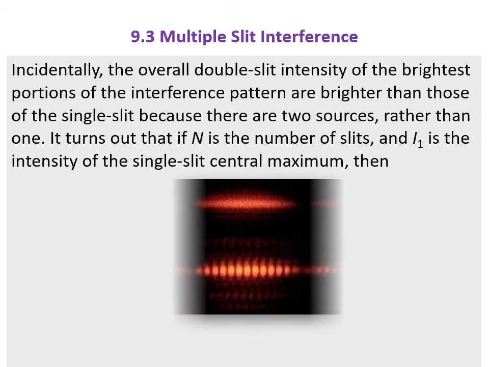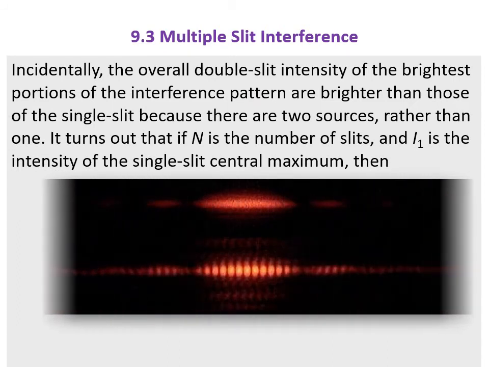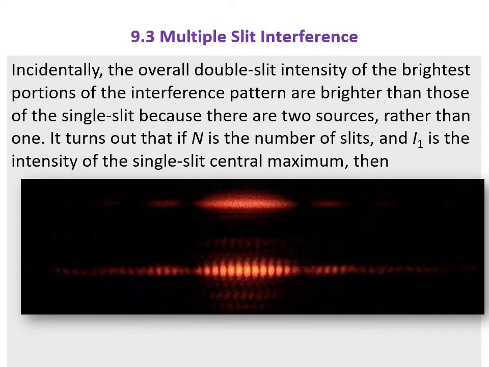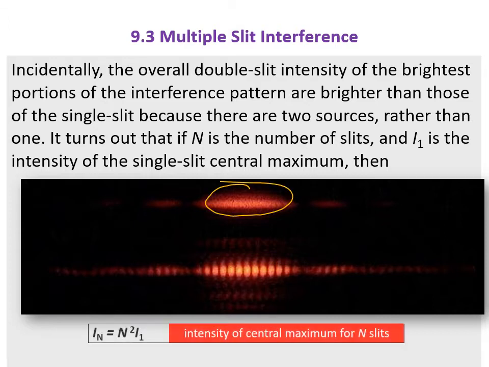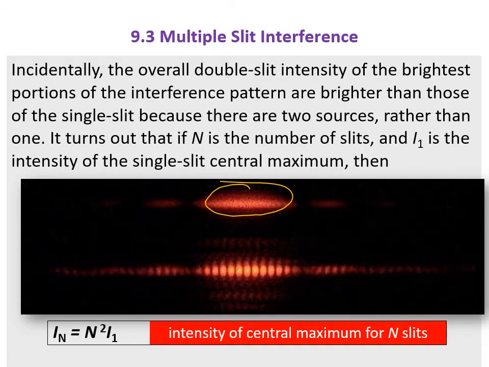So incidentally, the overall double slit intensity of the brightest portions of the interference pattern are actually brighter than just the single slit pattern. That should make sense. If you have more slits open, the brighter that pattern is, or the more light comes through. It turns out that if N is the number of slits and I1 is the intensity of the single slit central maximum, then we can get this relationship for the intensity of the central maximum for N number of slits.